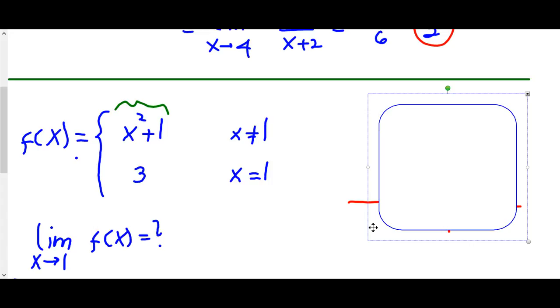Okay, let me get rid of this cover. There we go.